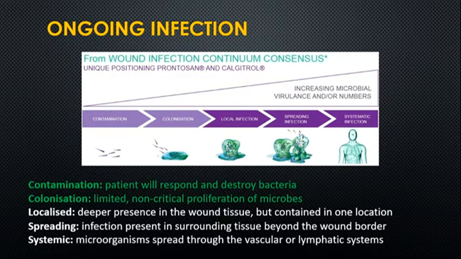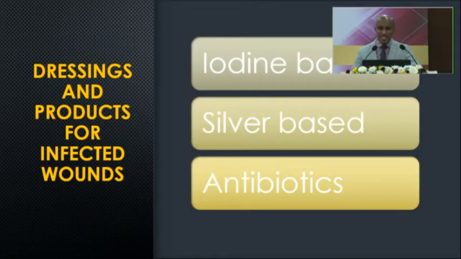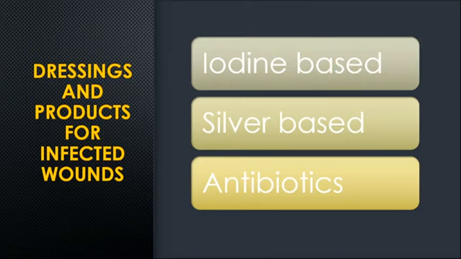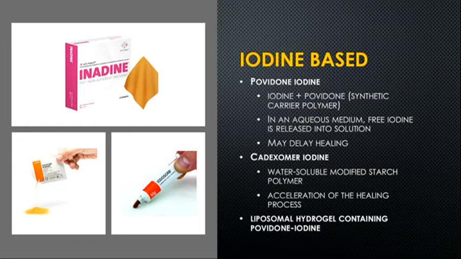Now, in an otherwise healthy person with a good immune system, contamination and colonization do not require any intervention from you. The natural defense mechanisms will take care of those bacteria. On the other hand, if there is localized infection, spreading infection, or systemic infection, we need to do something. So the dressings we use in infected wounds can either be iodine-based, silver-based, or antibiotic dressings. Iodine-based dressings are probably something that everyone's familiar with.